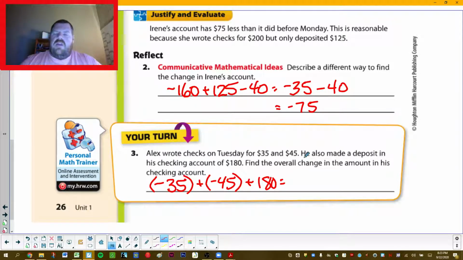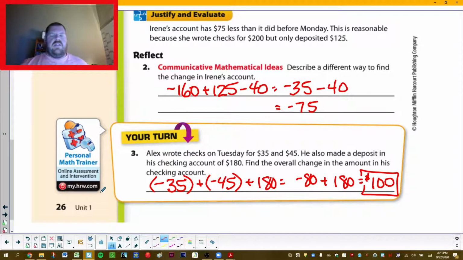Okay, let's see if you're right. So I'm going to go ahead and combine my negatives first. I have negative 35 and negative 45. I add those together and keep the sign. So that's going to be negative 80. So I have negative 80 plus 180. Different signs, I subtract and I keep the sign of the bigger one. That would be a positive $100 is the change to Alex's account.